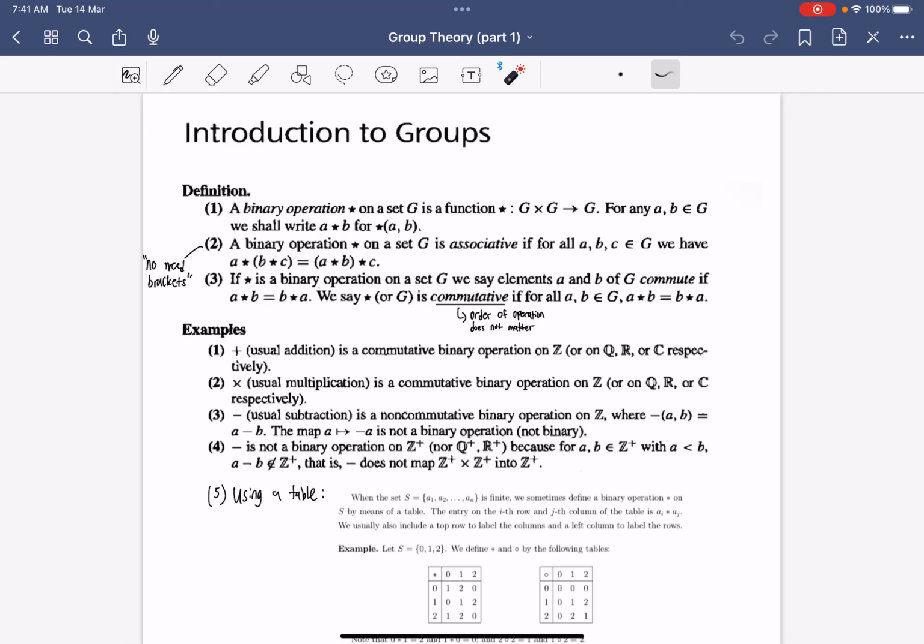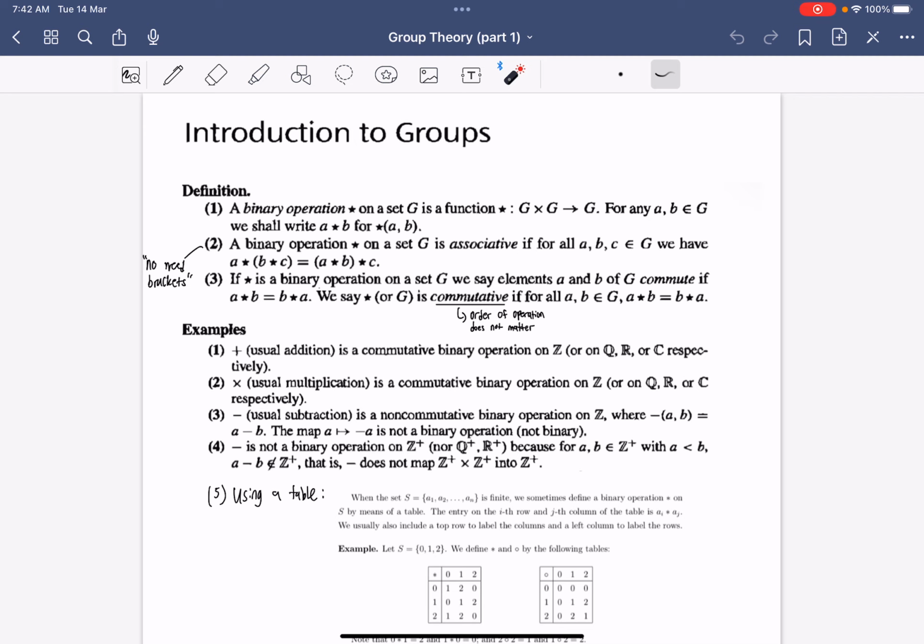Hi! In this series, I'll be going through some basic group theory, and before we start with defining what a group is, we shall go through some preliminaries needed. So, firstly, we define what is known as a binary operation as a function from G cross G to G. So, it is something like your addition or multiplication, where you take two inputs from the set G and it'll go back into G.